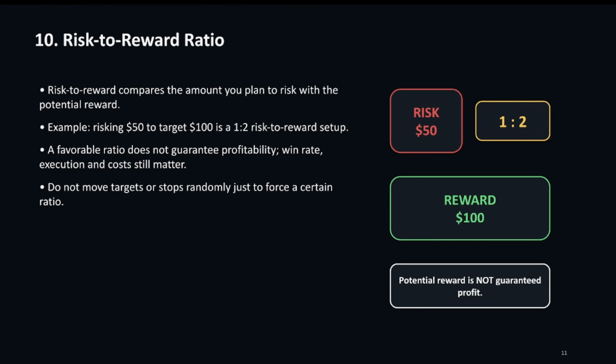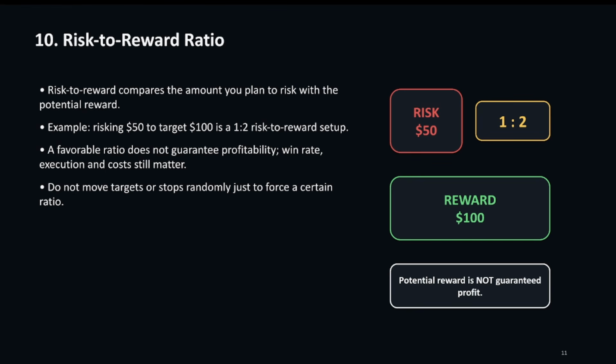So we don't want to risk our whole account. We want to have proper risk management, and whatever we're risking, we want to make sure we're making at least 2 times that. A favorable ratio does not guarantee profitability; win rate, execution, and cost still matter. Do not move targets or stops randomly just to force a certain ratio.